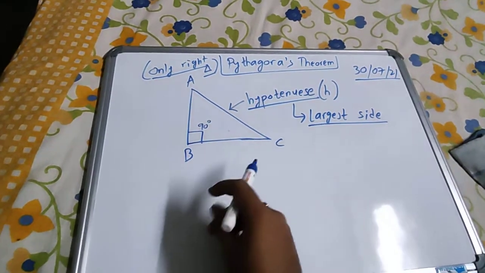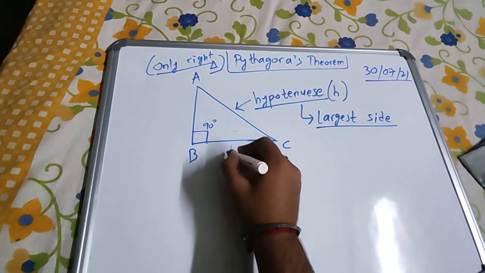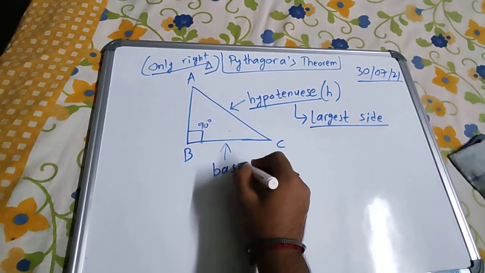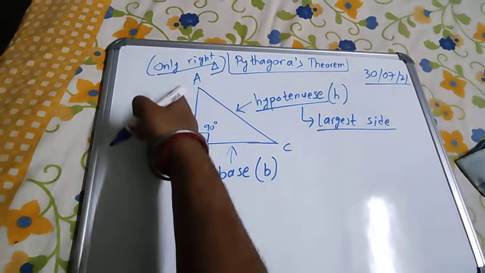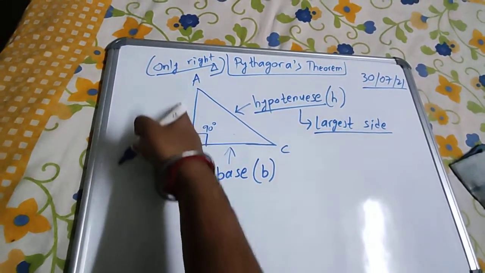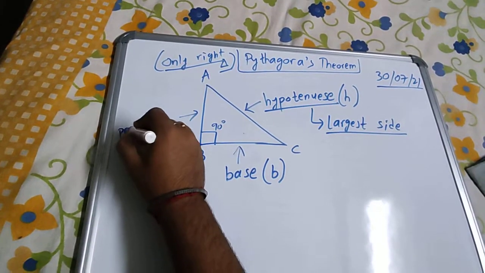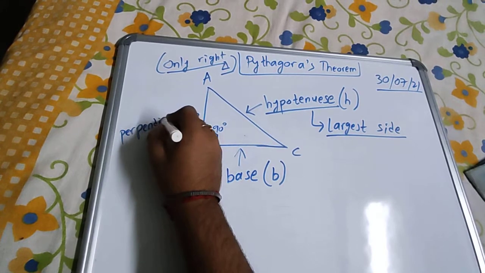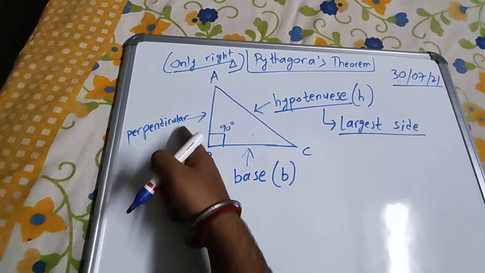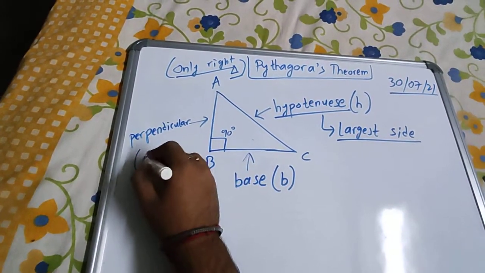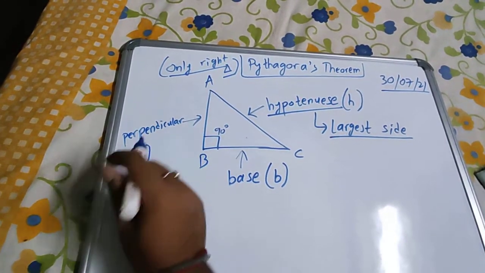Now the bottom side is known as the base and represented by small b. The vertical side, this one AB, is known as the perpendicular, represented by small p. There are many names. It is also known as altitude, but the common name is perpendicular.